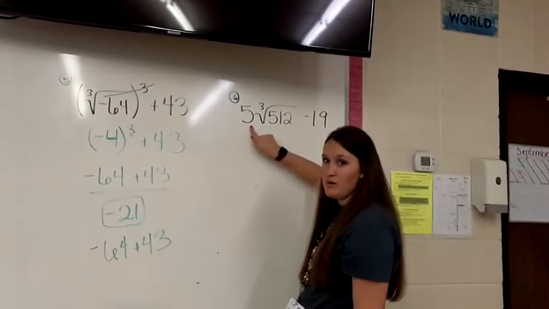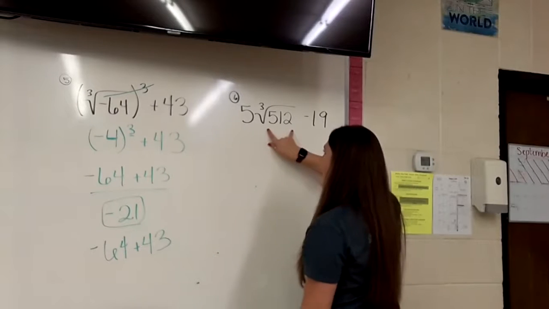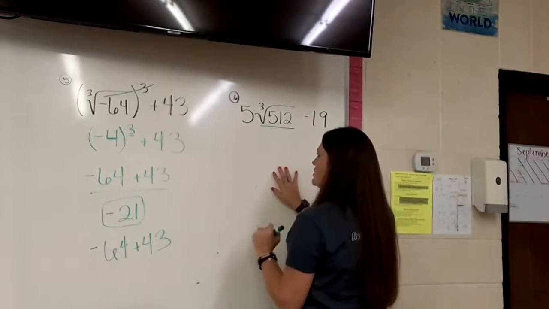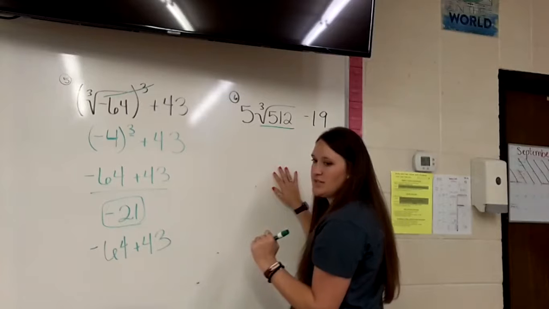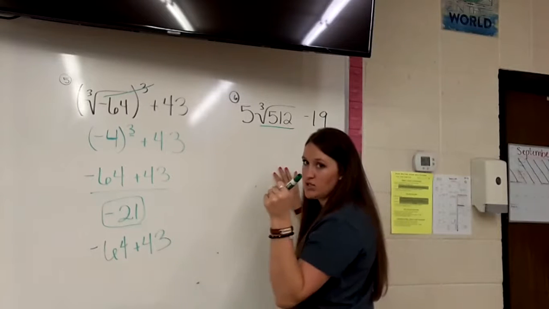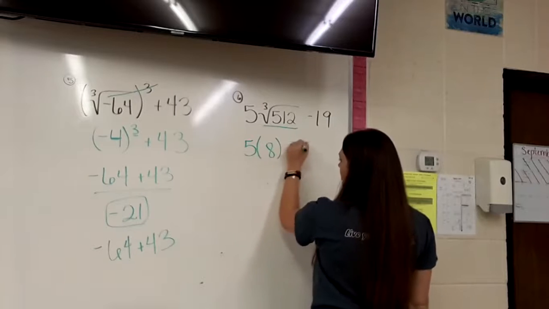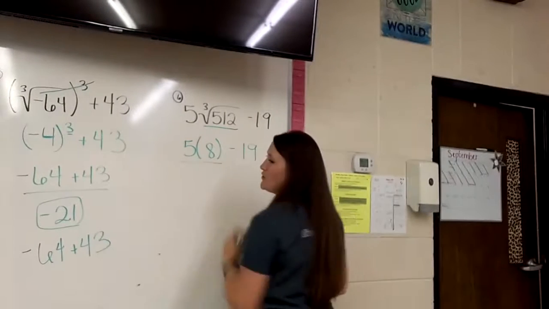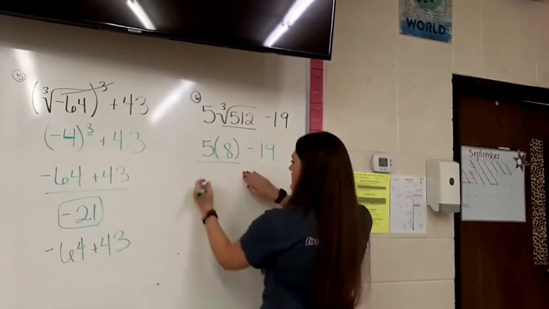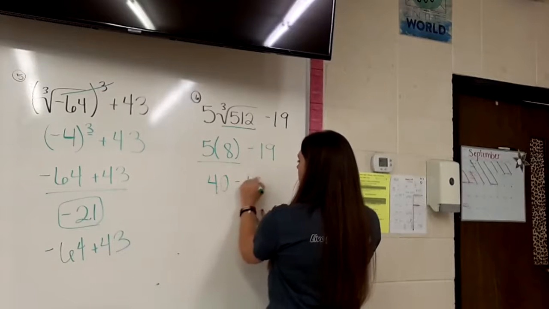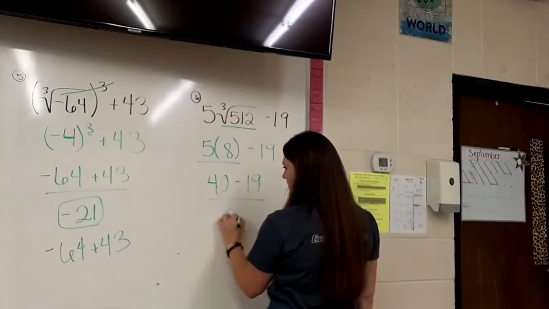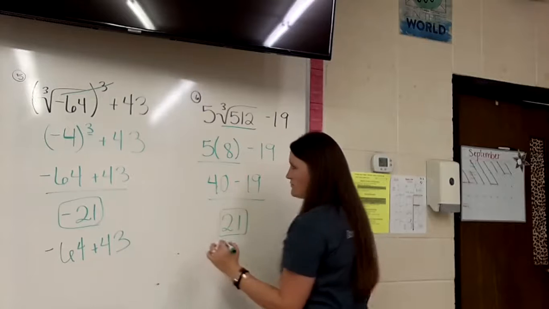We have a 5 out front being multiplied. So I have to do the cube root of 512, which is 8. Double check me in your calculator. We have 5 times 8 minus 19. I have to multiply before I can add or subtract. 5 times 8 is 40. 40 minus 19 is positive 21.